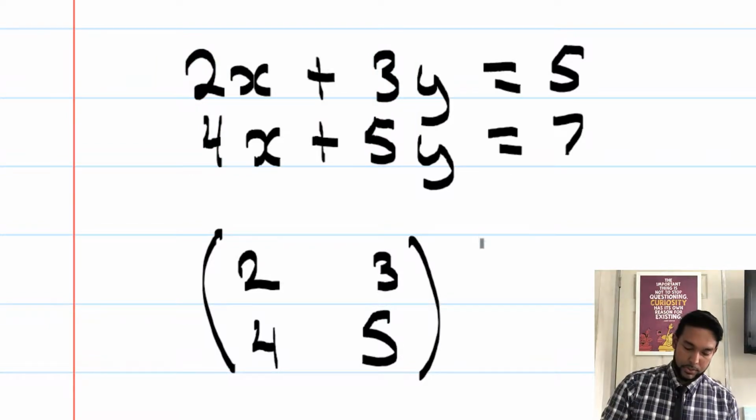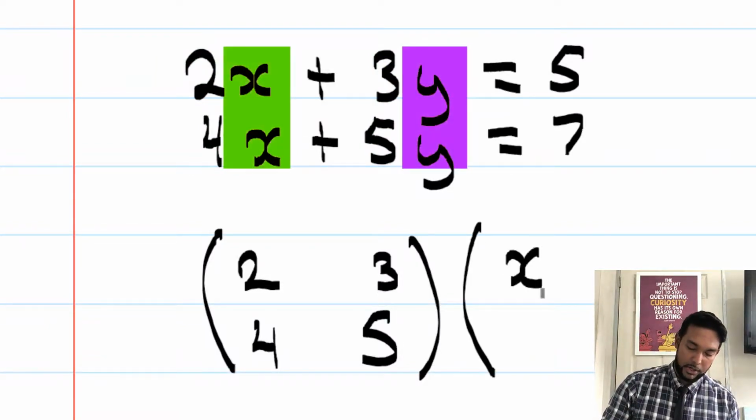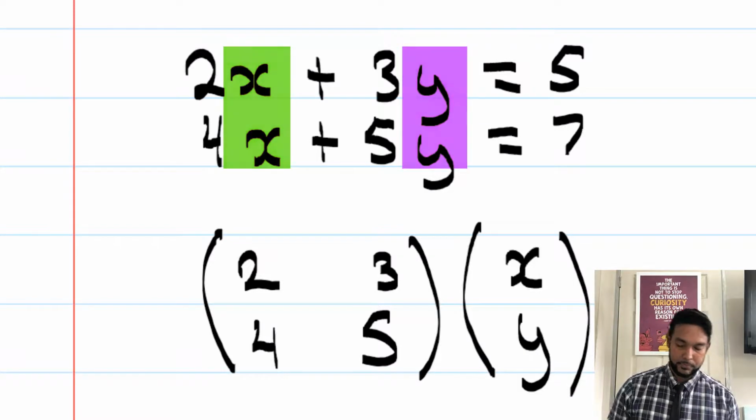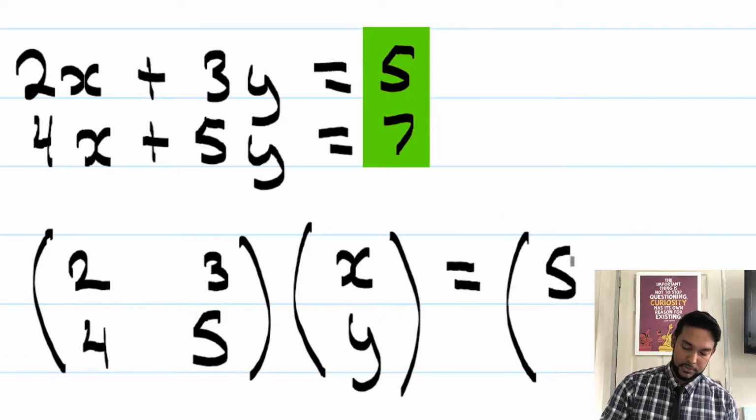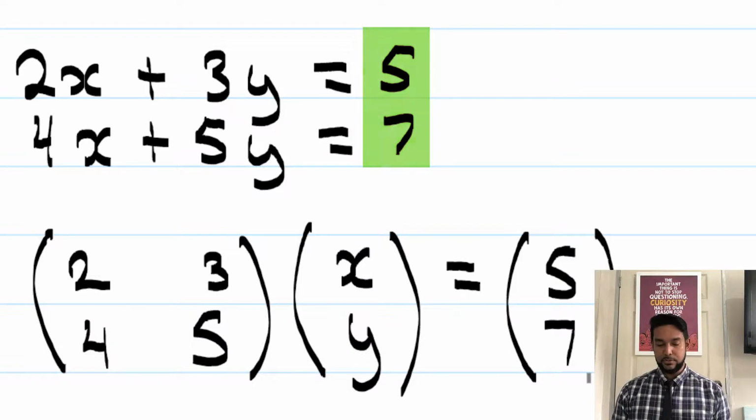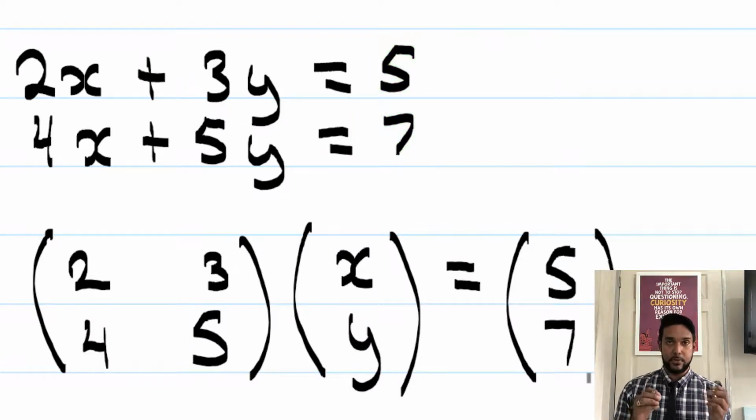Also, what we're going to do, we're going to take the algebra, the x and y, and create a 2 by 1 matrix. And on the right hand side, after the equal sign, we are going to simply put the other two items, the 5 and the 7, in another 2 by 1 matrix here. So step 1 is convert from equation form to matrix form.